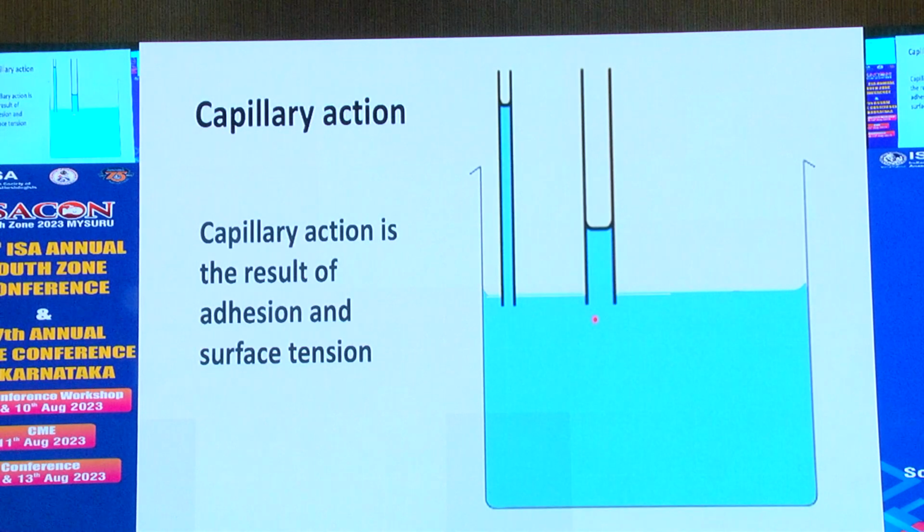The second thing is capillary action. This also uses adhesion and surface tension. When a capillary tube is kept at the top of the fluid, because of adhesion and surface tension, the fluid tends to go up. Any idea where this is used? Any postgraduates? Can you guess where capillary action is used in anesthesia practice? Okay, it is there in the vaporizers, in the wicks. They use these to increase the surface area. So, that is how this is used.